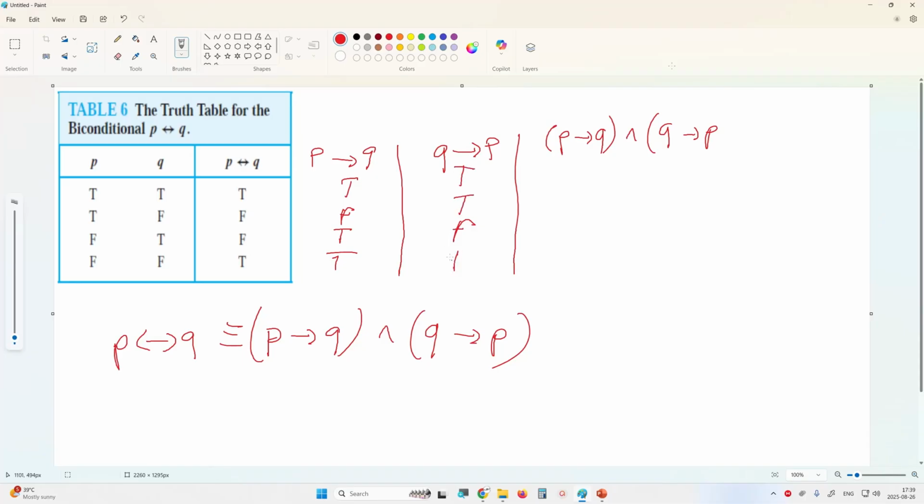I don't want to go too fast. Stop me if you're confused about this one. So what I did, I just looked, this one is the first one, should be true. The other one is false, then this is going to be false. Every other time is going to be true.